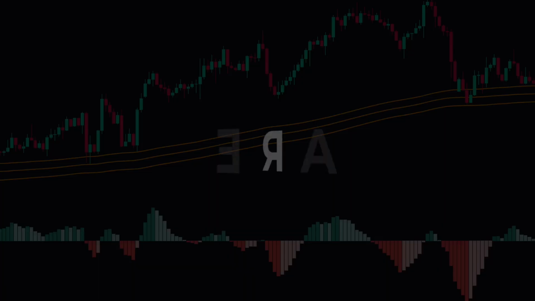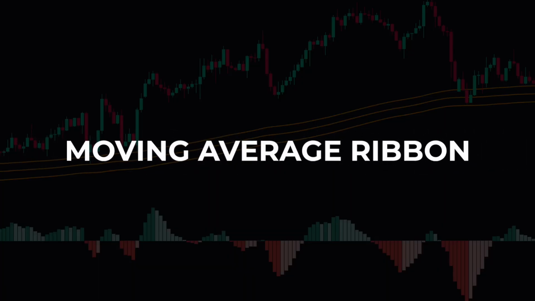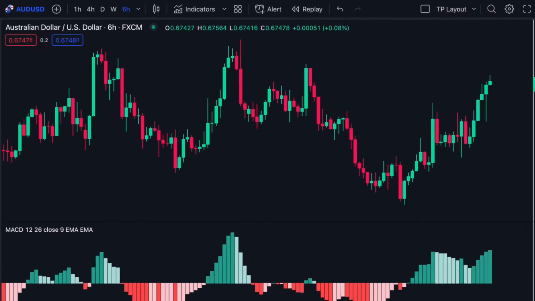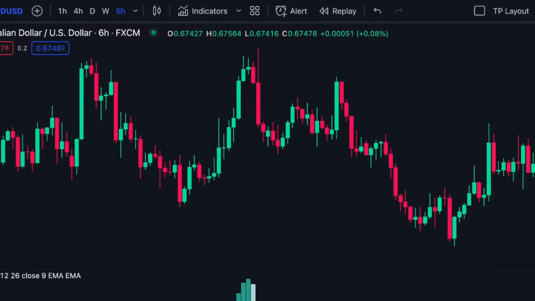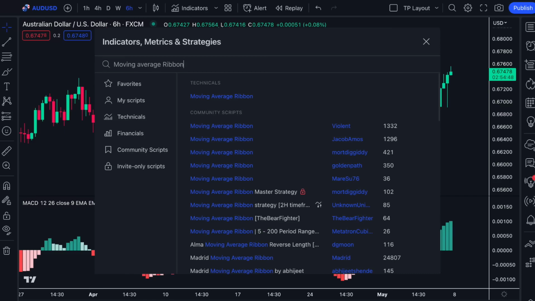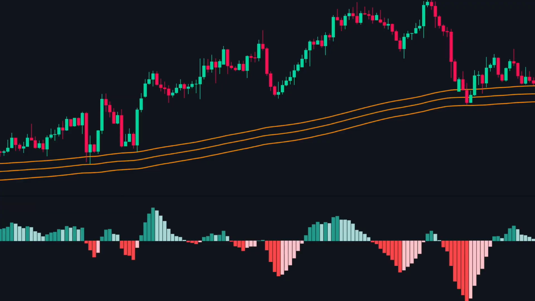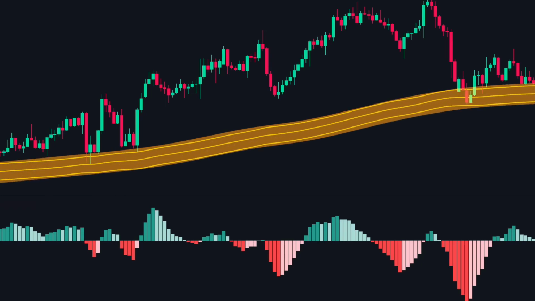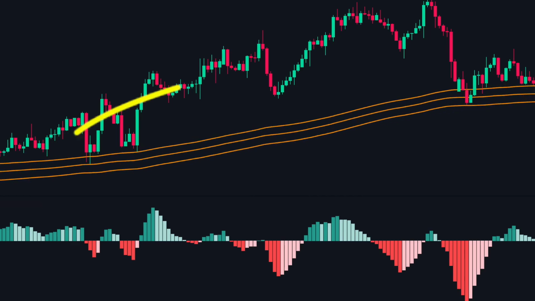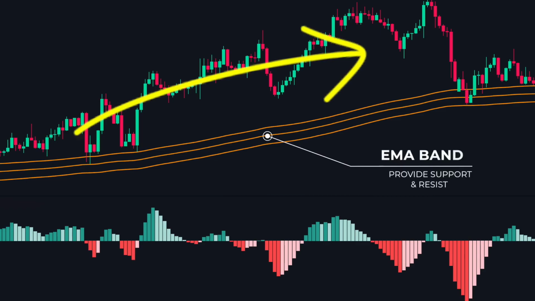For TradingView users, you can use the moving average ribbon indicator. Just go to the indicators section and search moving average ribbon, select this indicator, and change the settings to the following. Once done, your chart should look something like this. Now, we have these moving average bands that will help us identify trade opportunities. When the price is trending, these bands will provide support and resistance to the price.